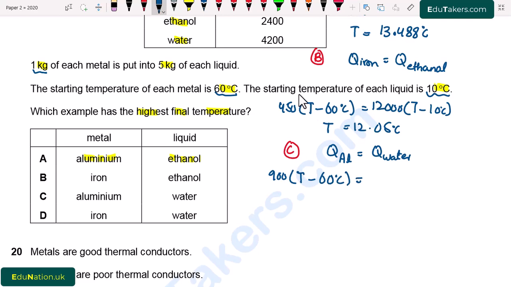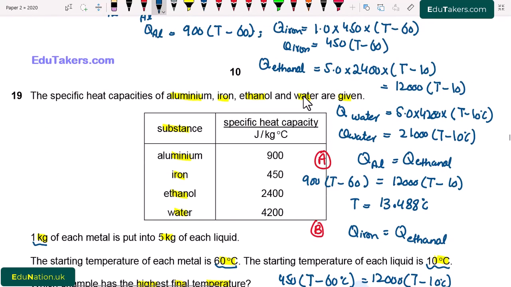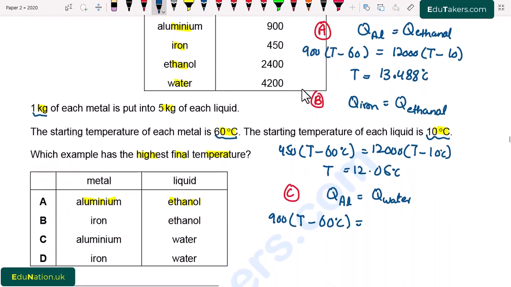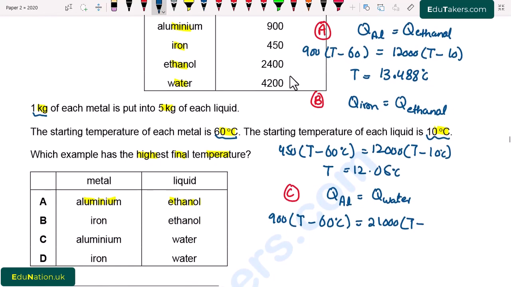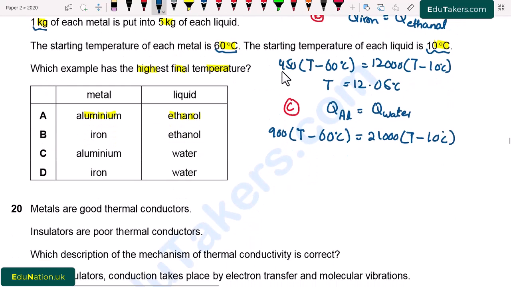It will be equal to, for water, 21,000 (T minus 10) degree C. So from here temperature will be equal to 11.048 degree C. For the last option D, that is iron and water.